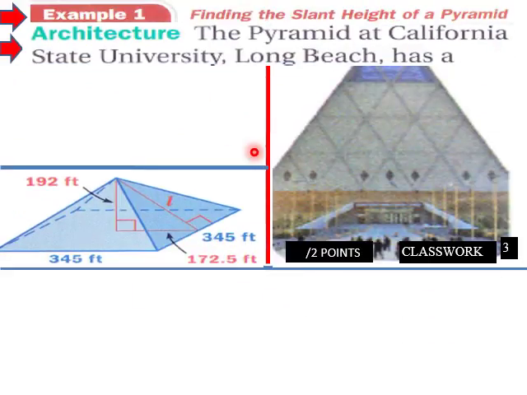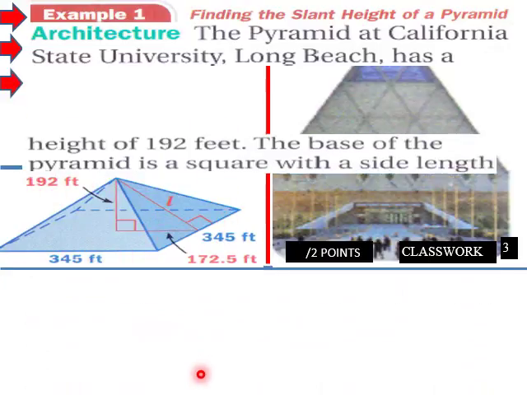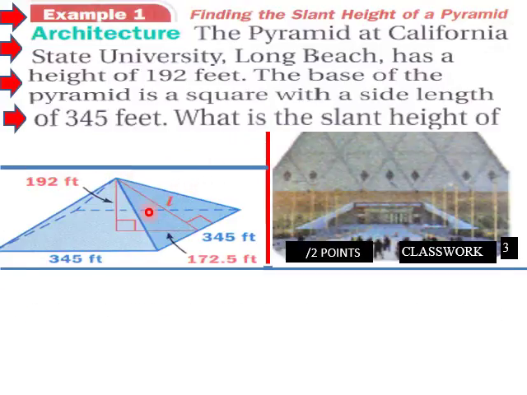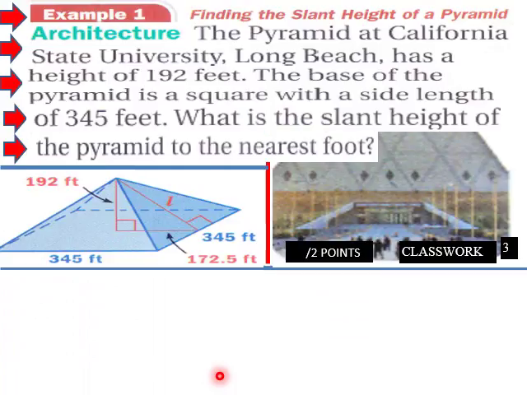Well, find the slant height of the pyramid. This is the model of the pyramid at the California State University, Long Beach, which has a height of 192 feet. So this would be the direct height here from the base. The base of the pyramid is a square with a side length of 345. So each of the sides here of the pyramid is 345 feet. What is the slant height? So we want to find the L here.